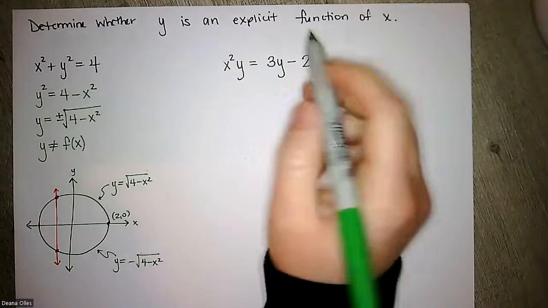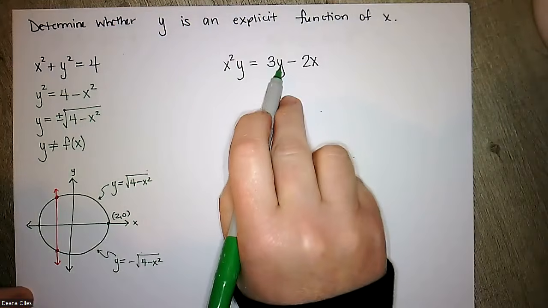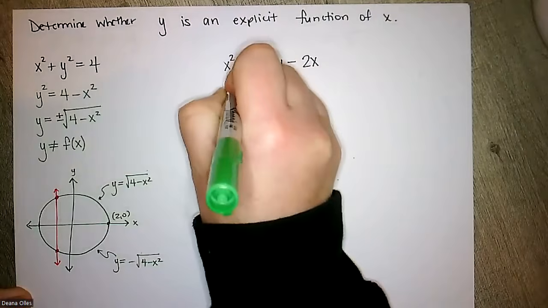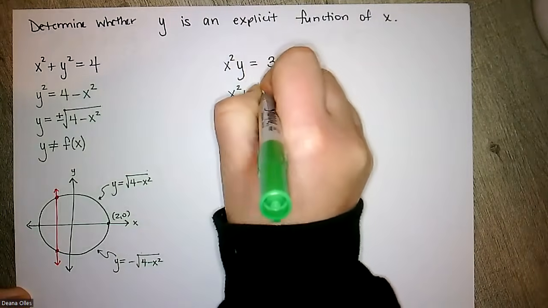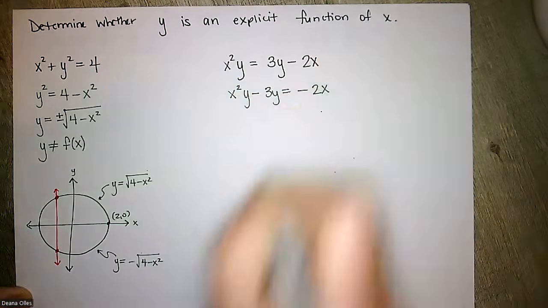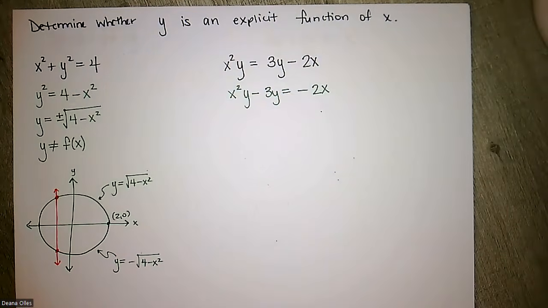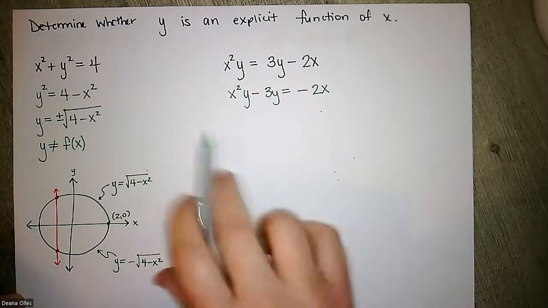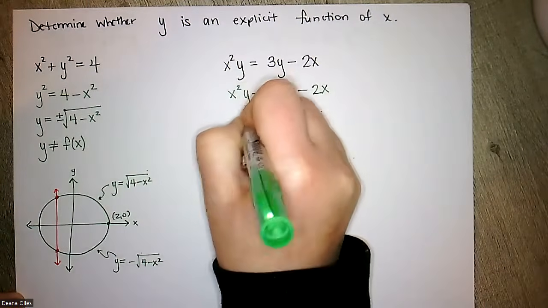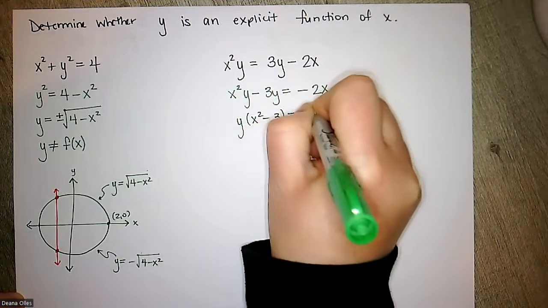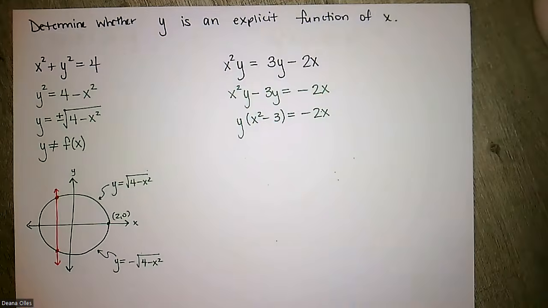So for this equation, I want to try to get the y's on the same side if I'm going to try to isolate them. So let's go ahead and subtract the 3y. So we have x squared y minus 3y, and that'll be equal to, I'm left with negative 2x over there. Again, if I'm trying to isolate y, but I see it in both terms here, right? I only want to see it once. How about if I factor them out? So I have y times the quantity x squared minus 3 equals negative 2x.